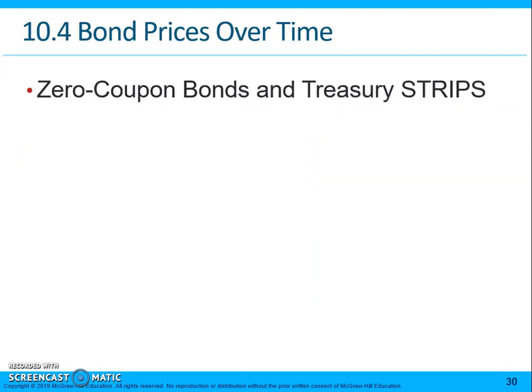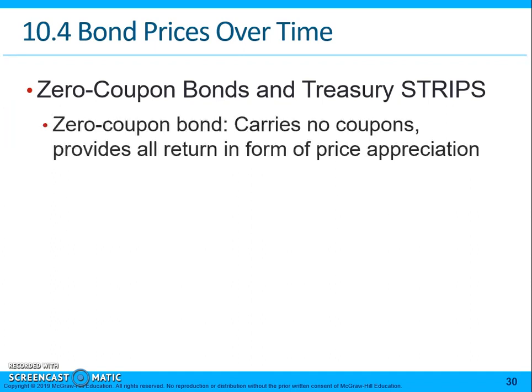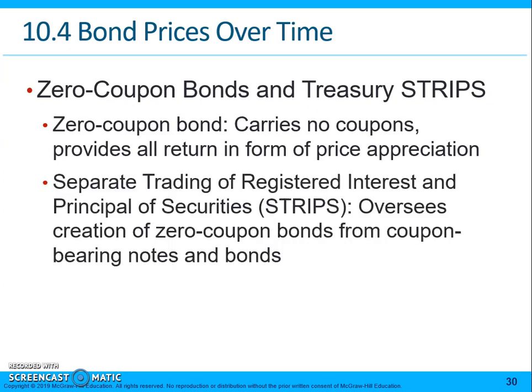Zero coupon bonds, we mentioned these previously. One form of zero coupon bonds, and the most prominent form, are what are called U.S. Treasury strips. Zero coupon bonds, as we mentioned before, pay no coupons. They provide an annual return in the form of price appreciation. U.S. Treasury strips, strips is an acronym for separate trading of registered interest and principal of securities.